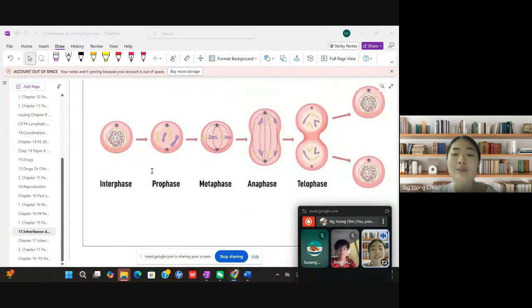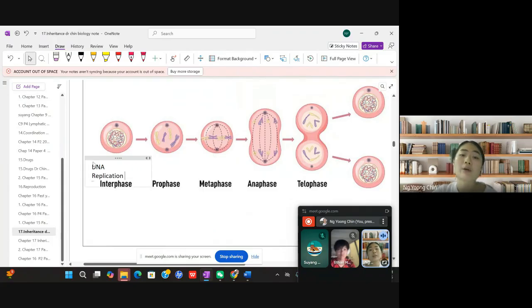Actually, we didn't learn this. Okay, we didn't learn about phase, but I just want to show you. So you can see, this is the parent cell. What they will do is DNA replication. The DNA replication actually occurs at interphase. Okay, DNA replication happens. Then they'll become what? Prophase.